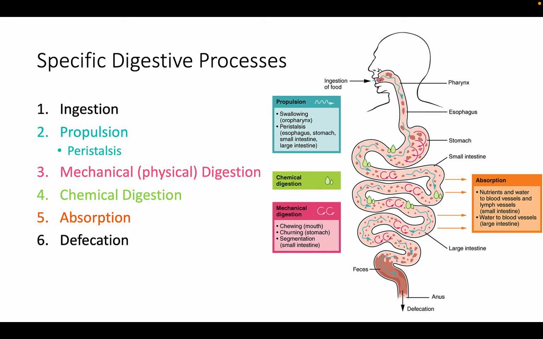Mechanical digestion occurs after the food leaves the mouth as well, in the form of churning in the stomach, as well as segmentation when we get to the intestines. This churning in the stomach helps create an acidic soup called chyme, and segmentation in the intestines helps break food down and mix the contents a little bit more for creating more absorption.